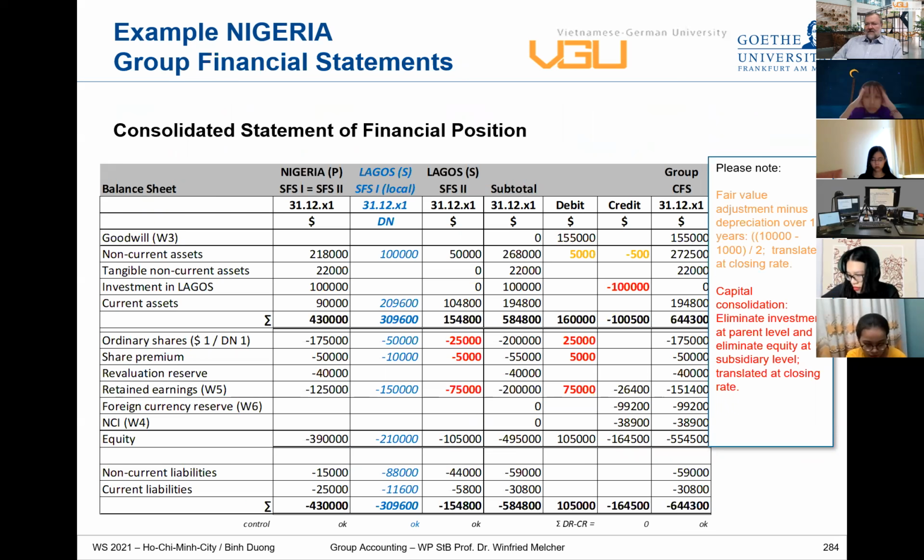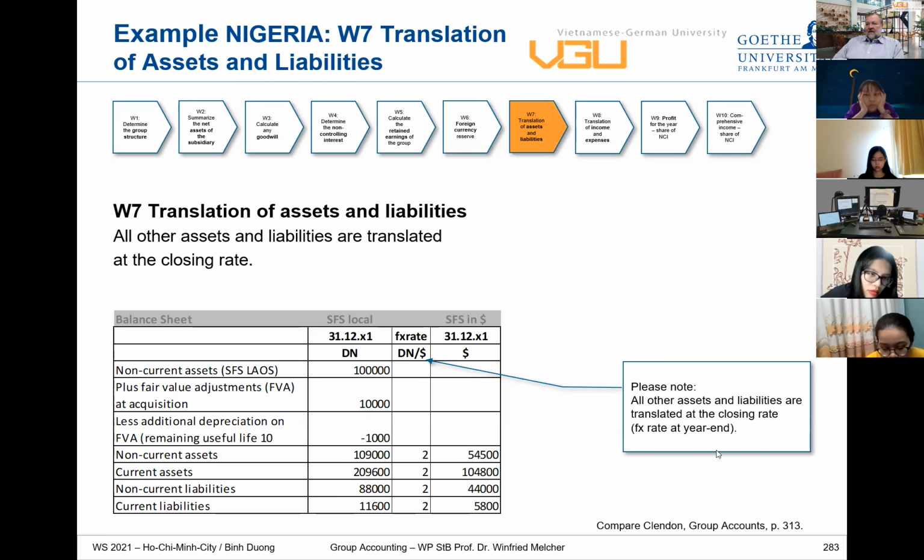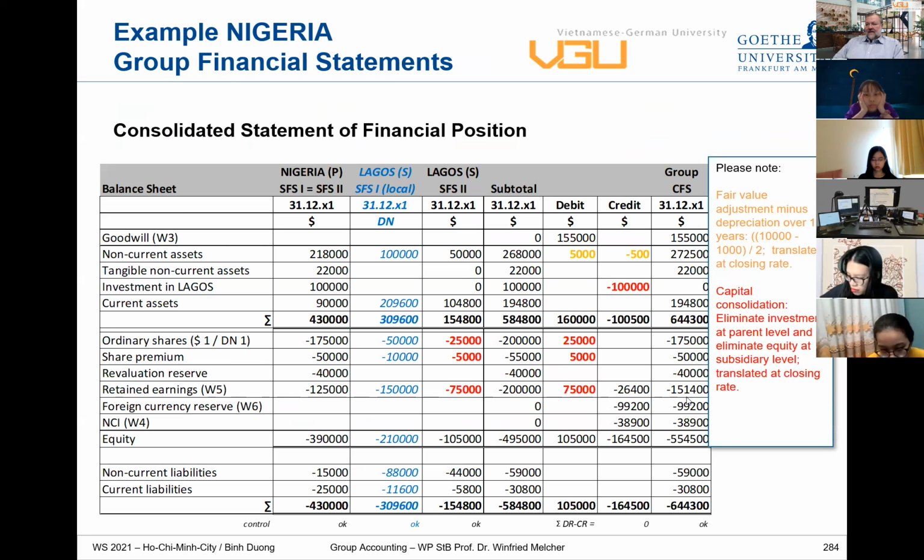Foreign currency reserve, same thing. There were two elements in W6. So let's go back to W6. That was the parent share of the foreign exchange differences on net assets and on goodwill. So 80% both times, and the resulting dollar figure is 99,200. And we will see this 99,200 coming from W6 in the consolidated financial statement.